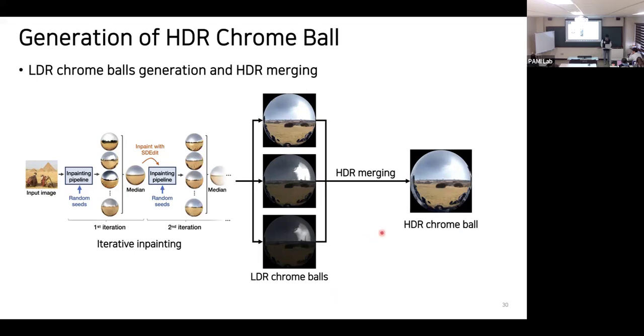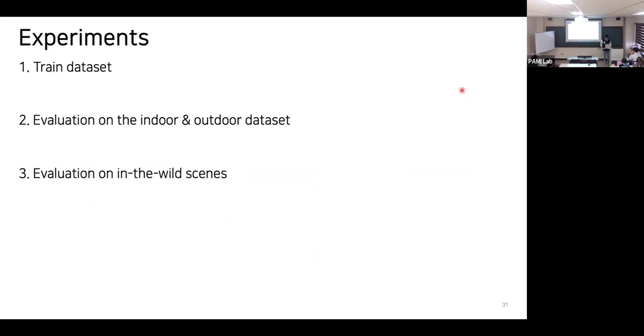The process of making the HDR combo is simple and really similar to conventional HDRI merging. They use this iterative in-painting to make combos of different exposure values, and then use just HDR merging to make this HDR combo. The merging process is really similar to the existing method. And now we can delve into the experiments.